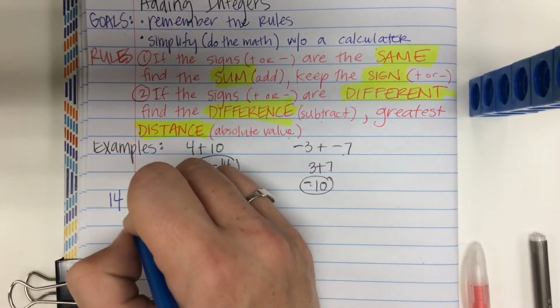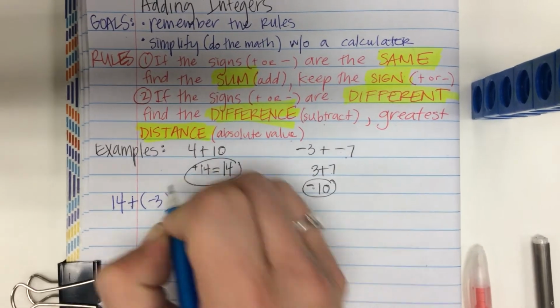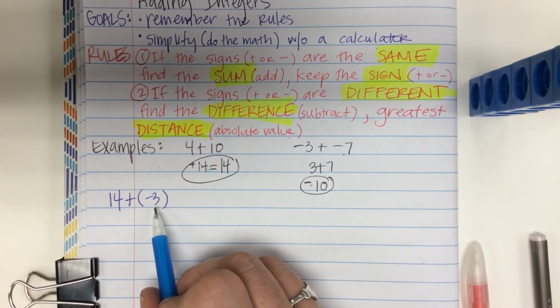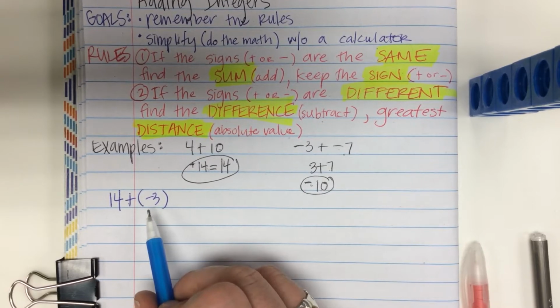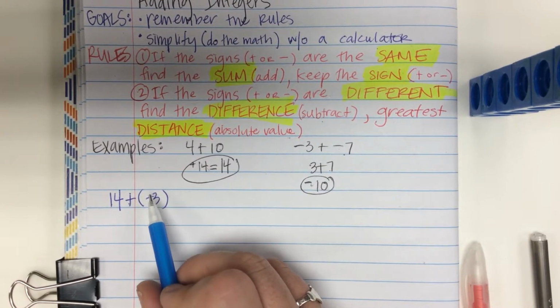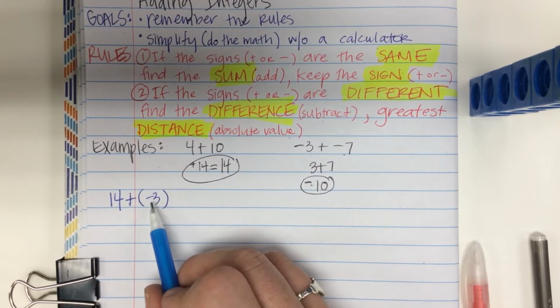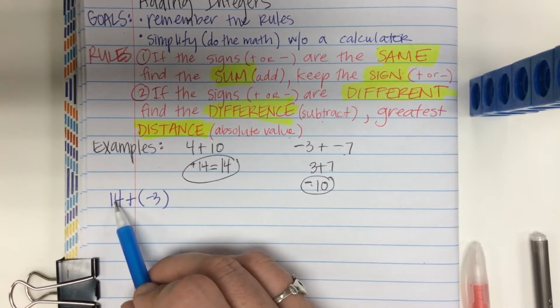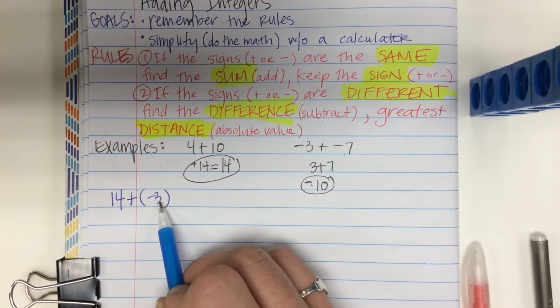14 plus negative 3. Now I write this negative 3 inside parentheses so you don't ask, is that a negative sign or is that a minus sign? Which one is it? So I put it in parentheses showing you that it belongs to that 3. So 14 plus negative 3.